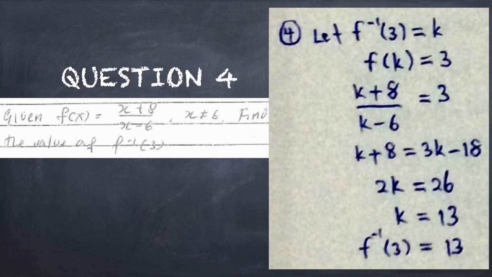So what we do is we substitute the x value to be k. So x equals k into (x plus 8) over (x minus 6). So you have k plus 8 over k minus 6 equals 3. You cross multiply and find the k value, which is k equals 13. But remember, in the first substitution we let k equal f inverse 3. So you substitute back, so f inverse 3 equals 13. So this is very simple.